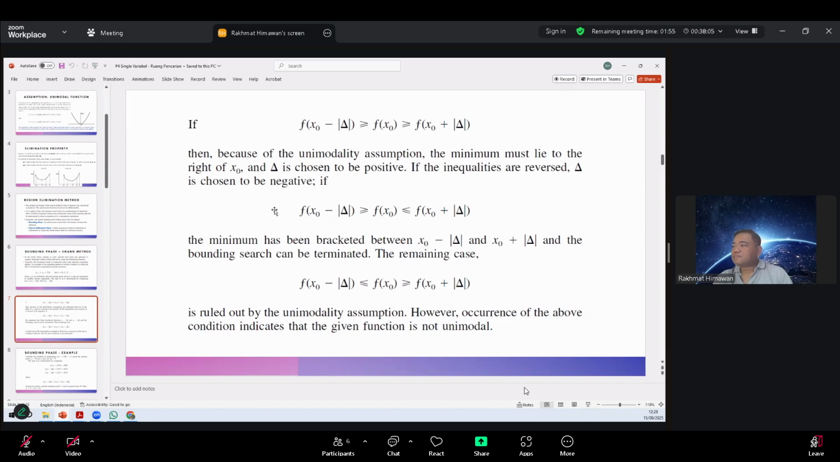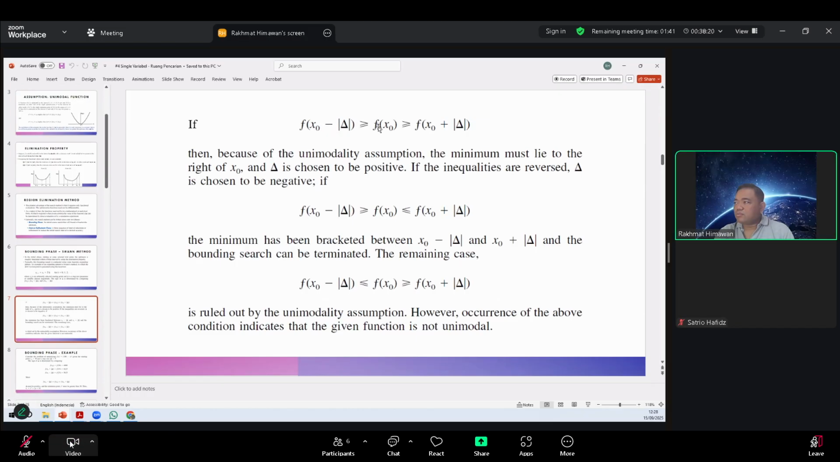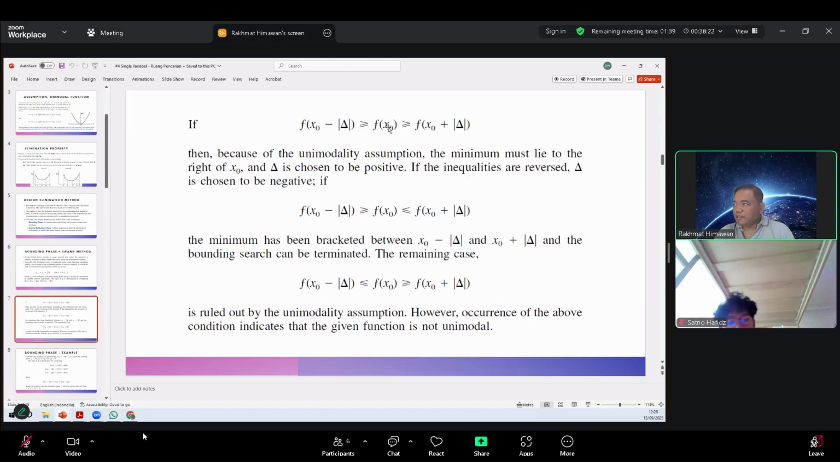Choose the negative. So if f(x0) minus sigma is less than or equal to f(x0), and f(x0) is less than or equal to f(x0) plus sigma, then you want to go to the left. We're going to use this one because this is the smallest. Okay, this is what it means.